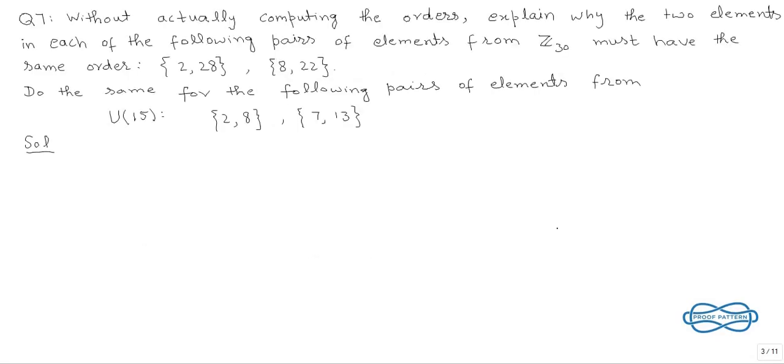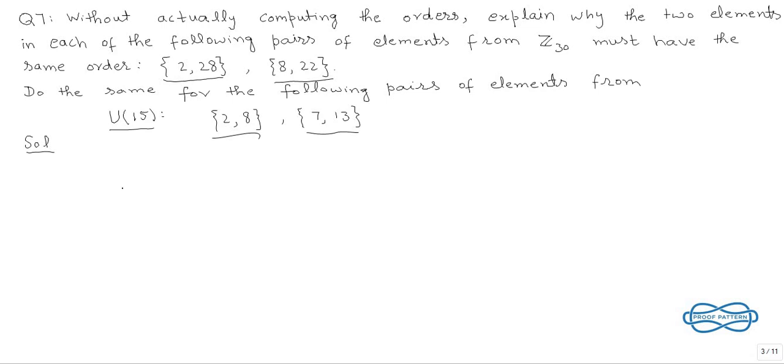The statement of exercise 7 is: without actually computing the orders, explain why the two elements in each of the following pairs of elements from the group Z30, which is a group under addition modulo 30, must have the same order. The pairs are 2 and 28, and 8 and 22. Do the same for the following pairs of elements from the unitary group under multiplication modulo 15. Here also the pairs of elements are 2, 8 and 7, 13.